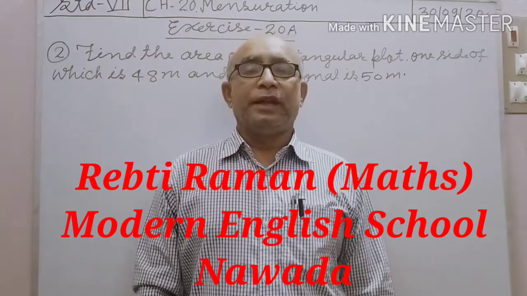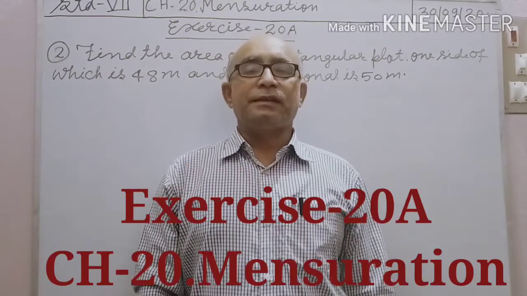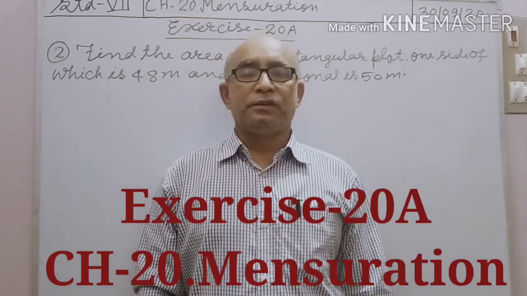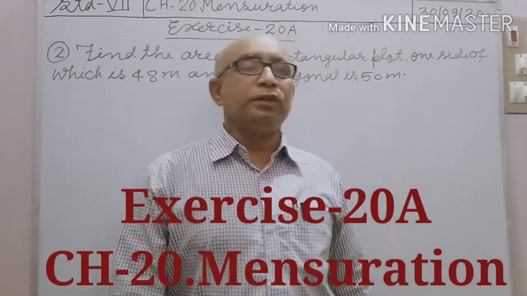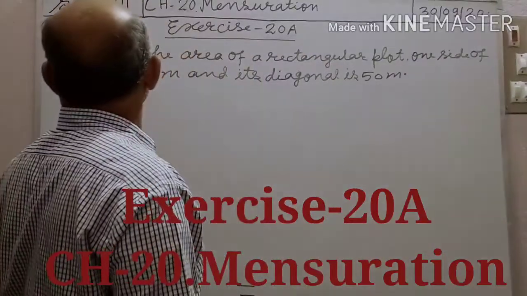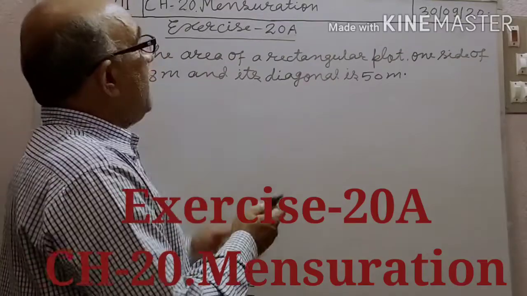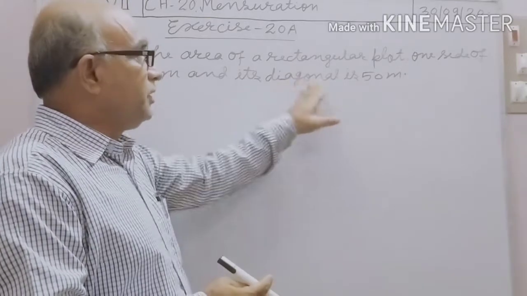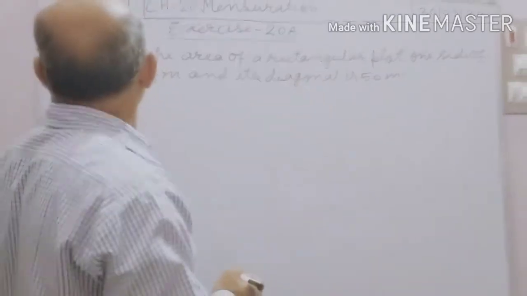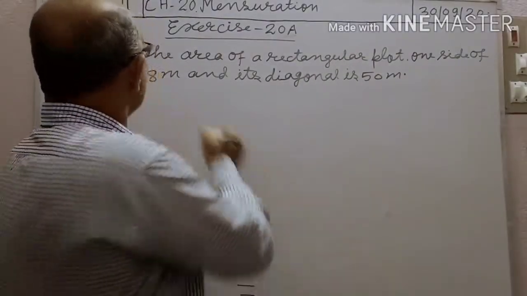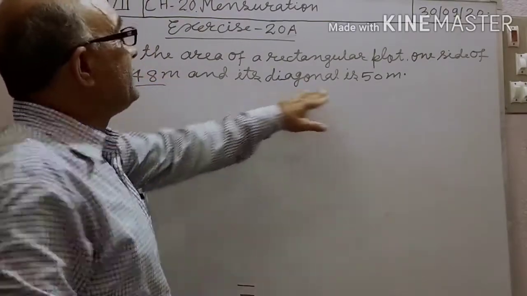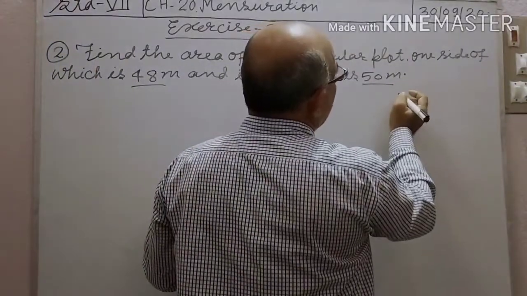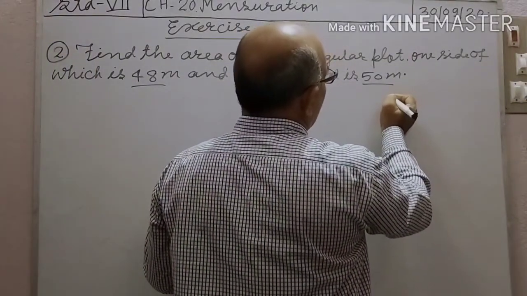Students, today I shall solve exercise 20A of chapter 20, mensuration. One question is written on this board. Question number 2. Find the area of a rectangular plot, one side of which is 48 meter and its diagonal is 50 meter. So draw a diagram of the rectangular plot.